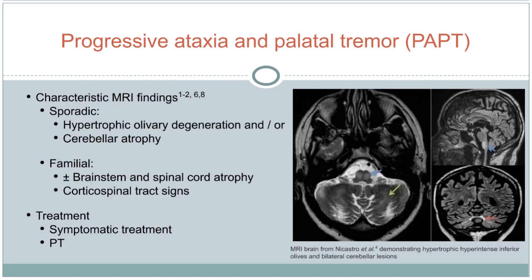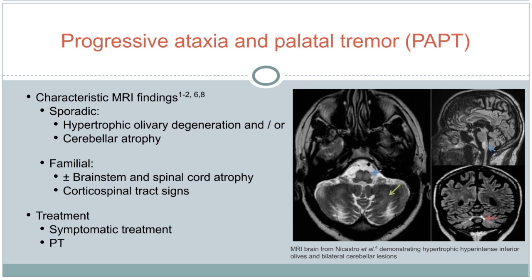It's got characteristic MRI findings, so when it's sporadic, it tends to be associated with hypertrophic olivary degeneration and cerebellar atrophy. But when it's familial, those features aren't always present, and it tends to be associated with brainstem and spinal cord atrophy. And clinically, the patients often have additional corticospinal tract signs.